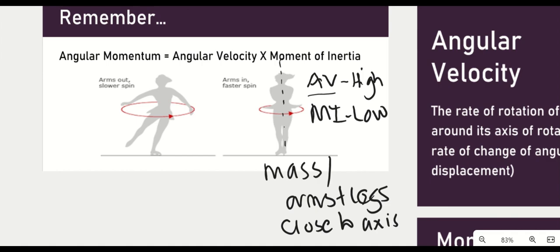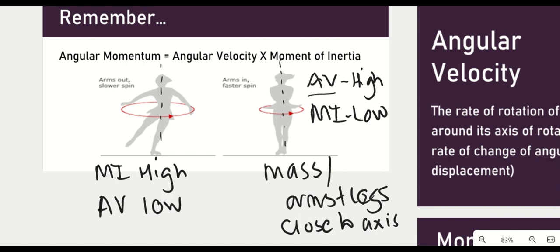Look at it the other way, when she brings a mass, her arms and her legs away from this axis of rotation. So you can see the red circle there. Her mass is distributed away from the axis of rotation. Her moment of inertia is going to be high. She's reluctant to spin, and this slows her down. Her angular velocity is low.